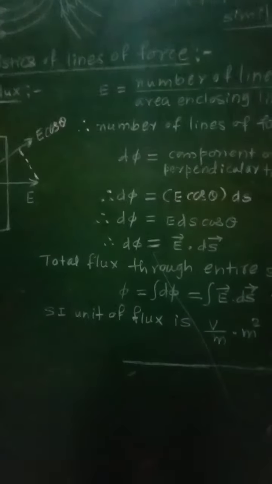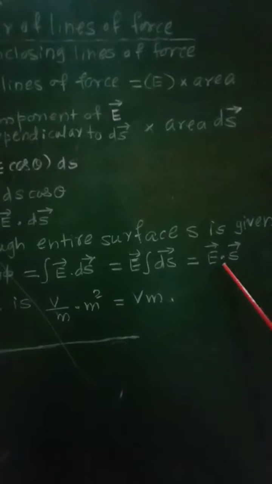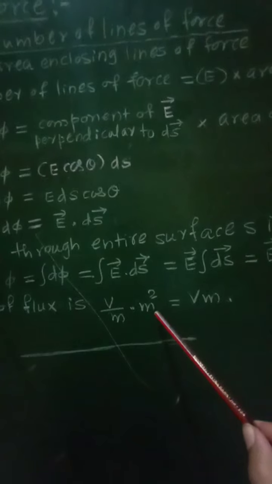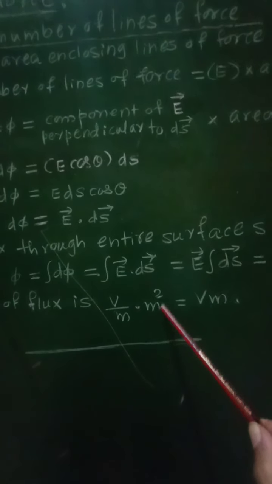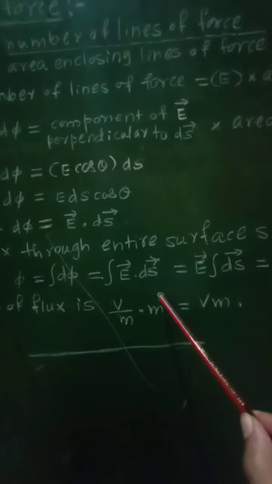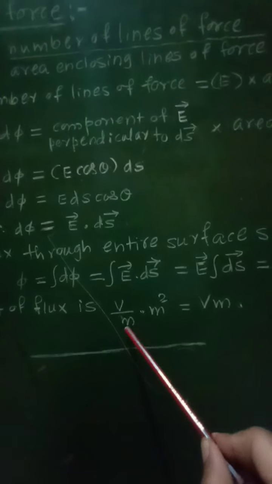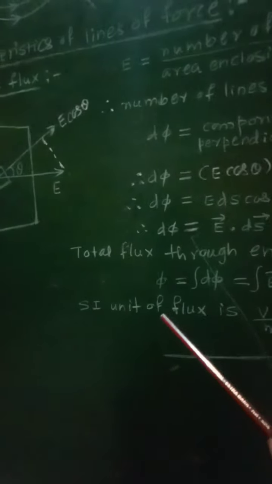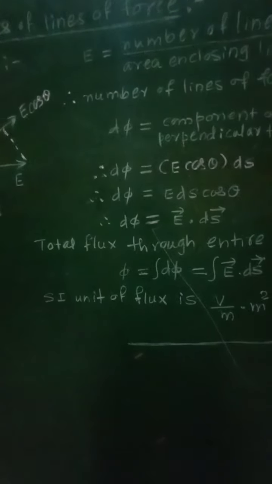Now let us find the SI unit of that flux phi. The SI unit of flux is equal to the SI unit of E into the SI unit of S. The SI unit of E is volt per meter, and the SI unit of S, that is surface area, is meter square. One meter will get cancelled from the square with the meter, and therefore we get volt meter as the SI unit of this electric flux phi.